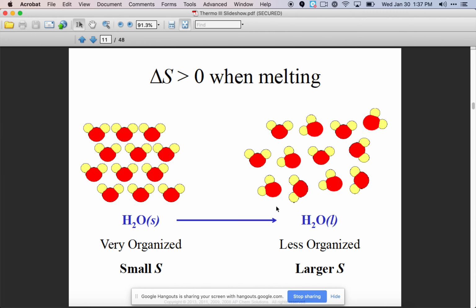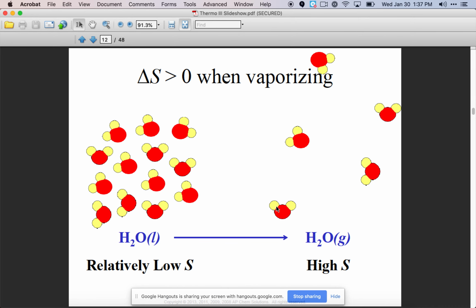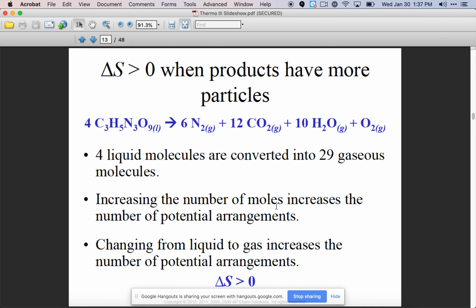This one shows you how if you have a solid going to a liquid, you're going from a small entropy to a bigger entropy. Obviously, when you're going from a liquid to a gas, this is a bigger change in entropy. So gases always win pretty much with entropy. I think this is talking about particles. Here's a liquid going to more than one gas. This is a significant change in entropy. Notice that there's a ton of moles of gas, and you're going from a liquid to a gas. So overall, that's a huge increase in entropy.